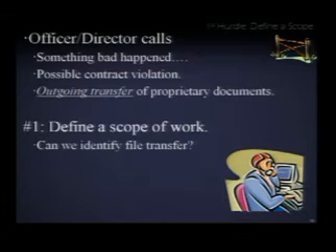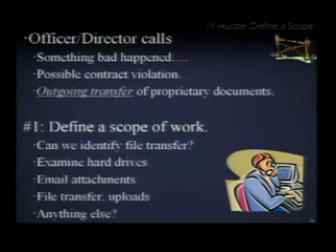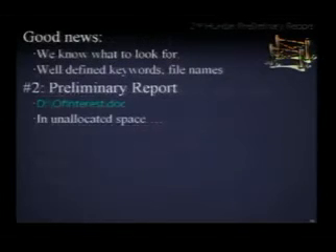So the first task is to define a scope of work. What kinds of things can we identify where we could show outgoing file transfer? We can examine hard drives. That's the most typical thing we do. We can look for email attachments, email going out, uploads, file transfers, and there are various other ways that the information could be transferred out.